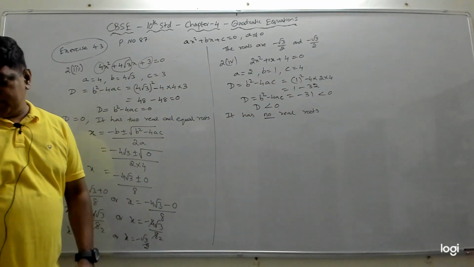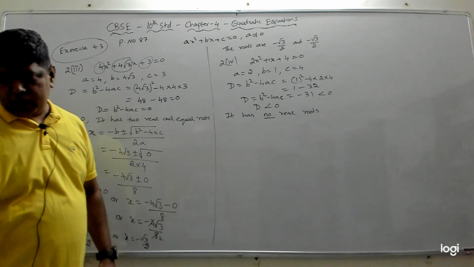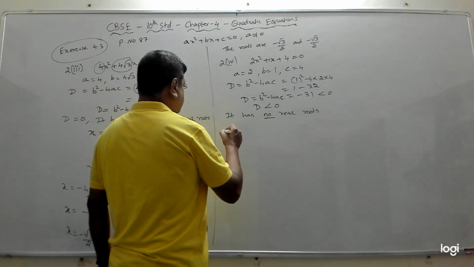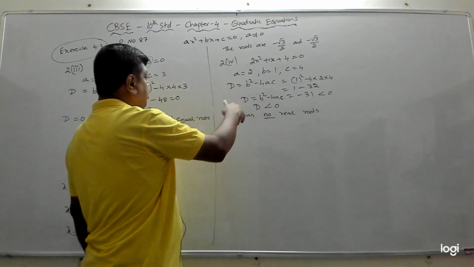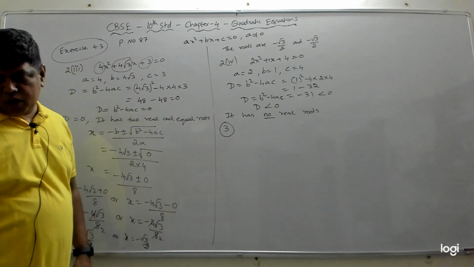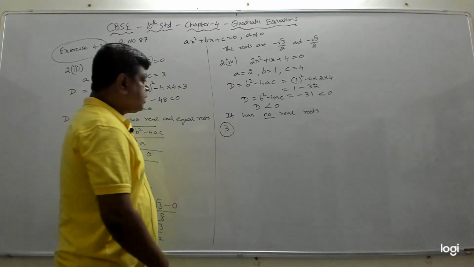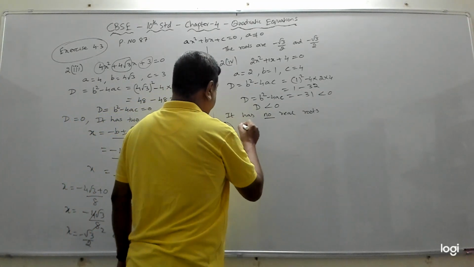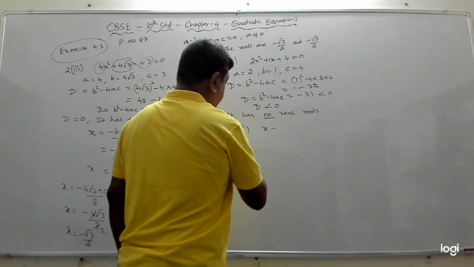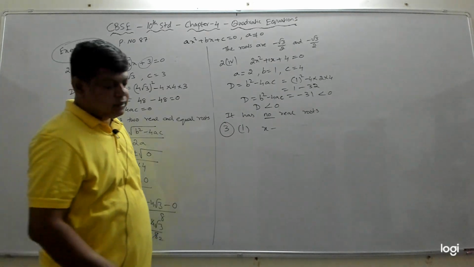Fine. Now we'll go to the next problem in page number 88. The third problem in the same exercise. The third problem is solve the following equations. The first part is you have to solve x minus 1 by x equal to 3.